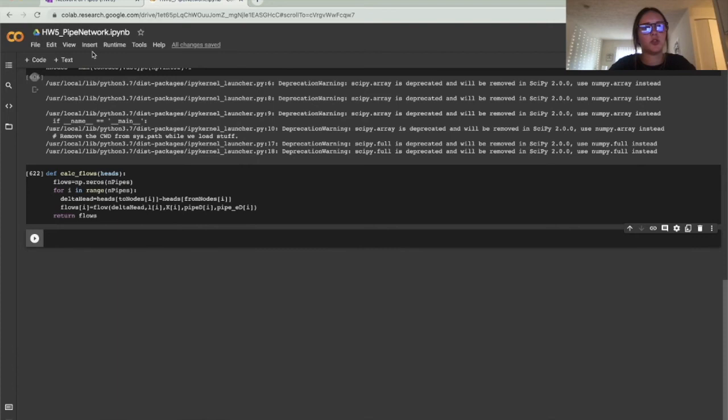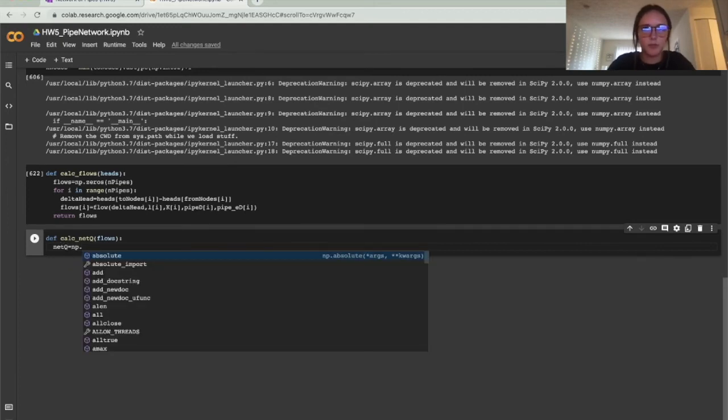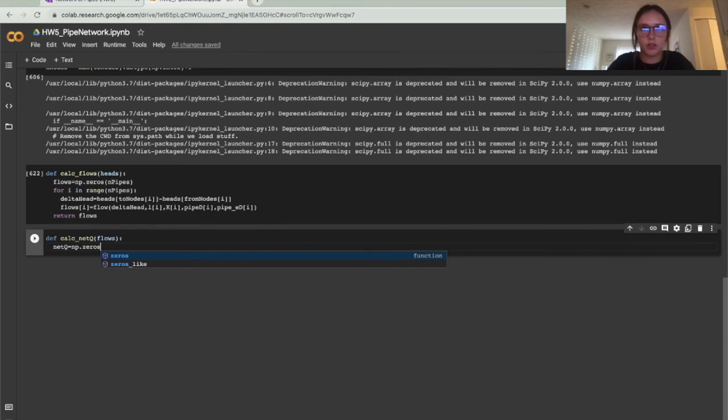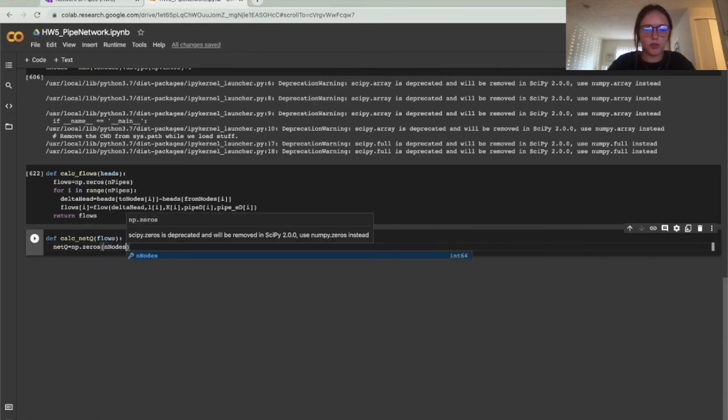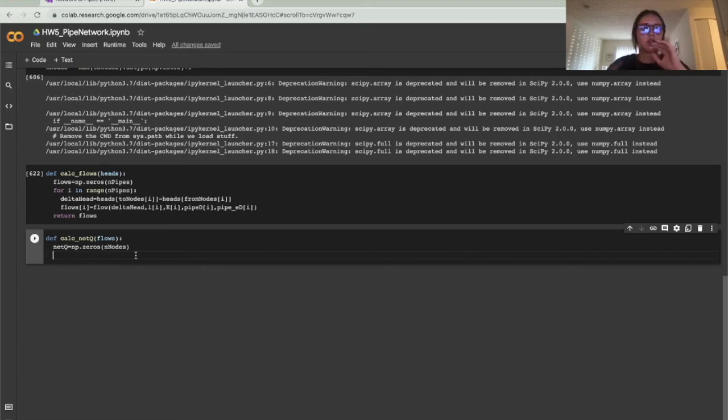And next we want to calculate the net flows. So we can make another thing. So we want to calculate the net Q. And what we're going to take in is the flows. And so first we're going to set the net as 0, and we're going to use the number of nodes for that. And so what we want to do is we want to add the flow that's coming into the node and subtract the node, or the flow that's coming out of the node.